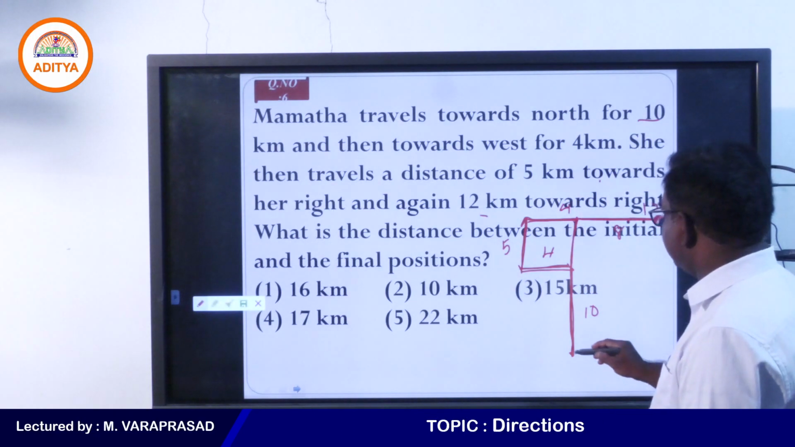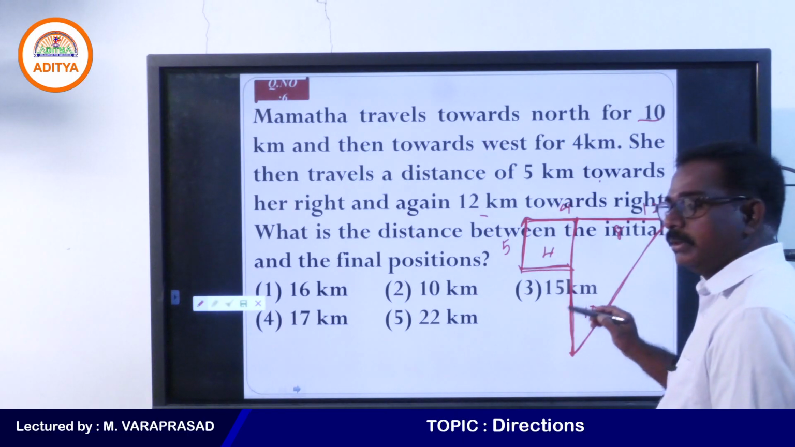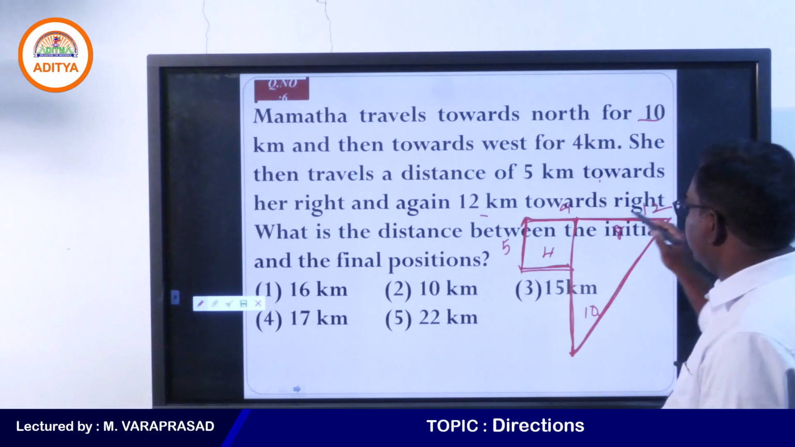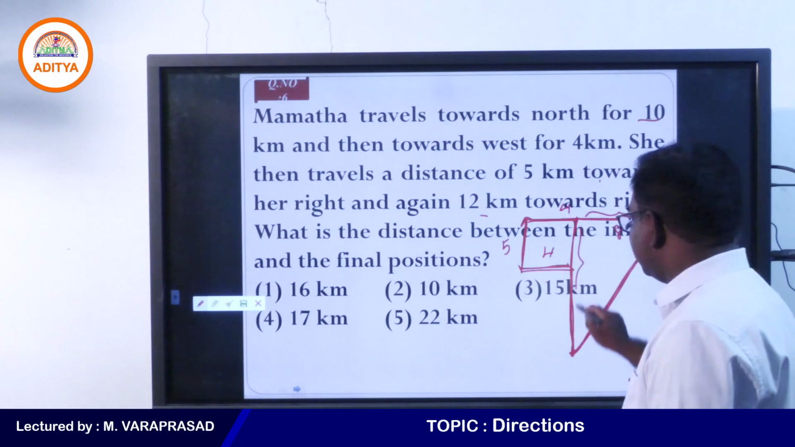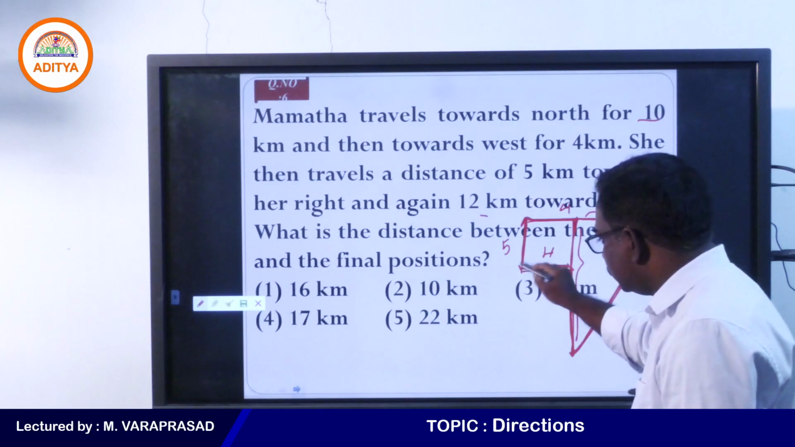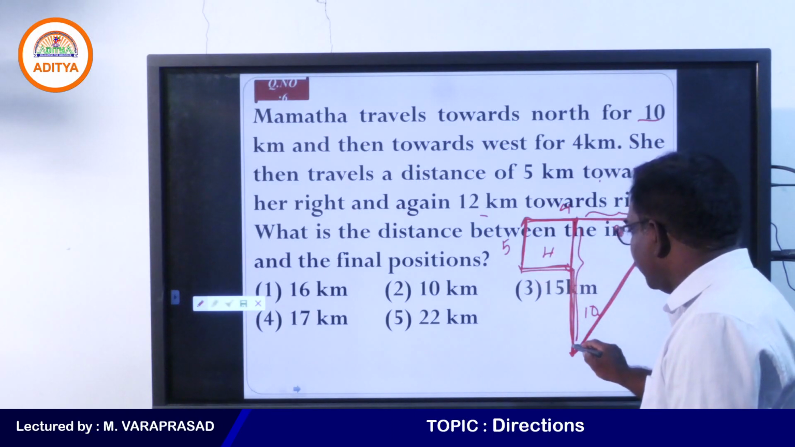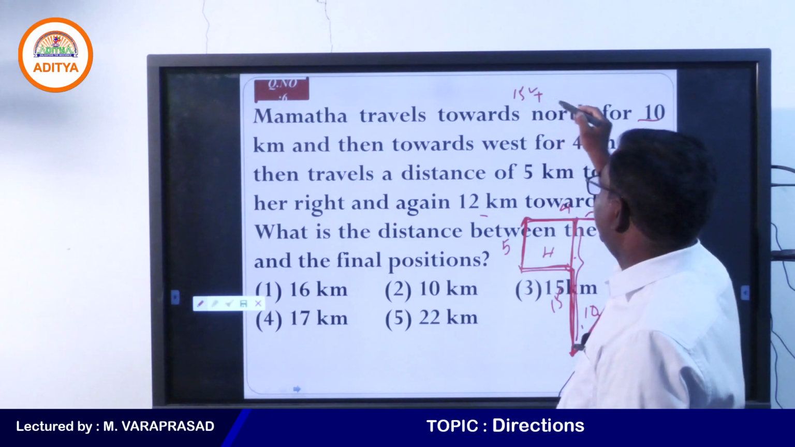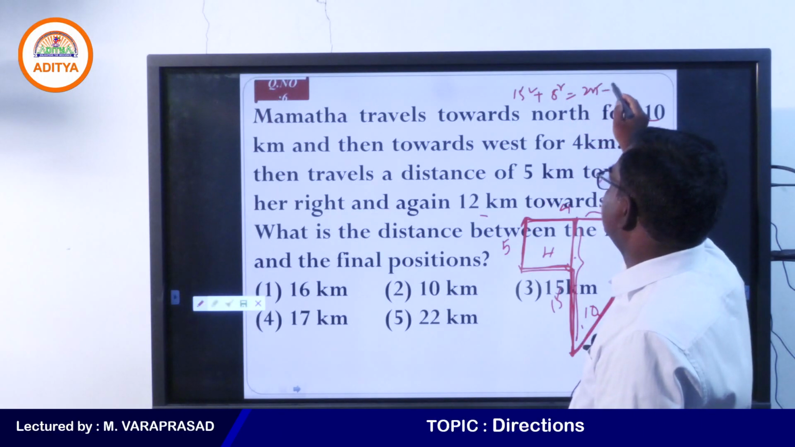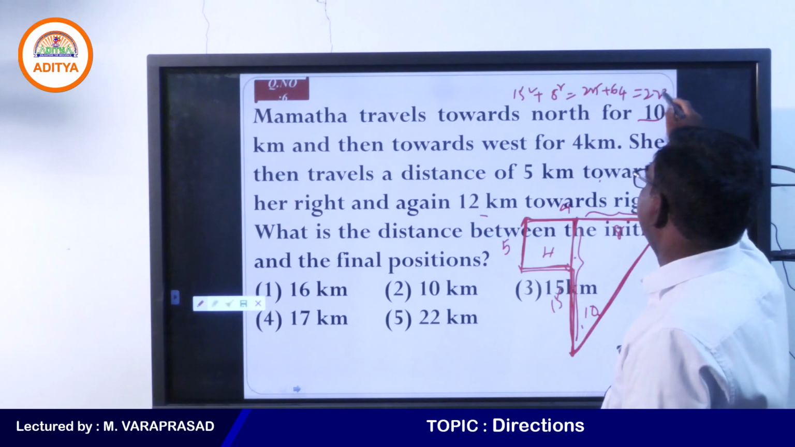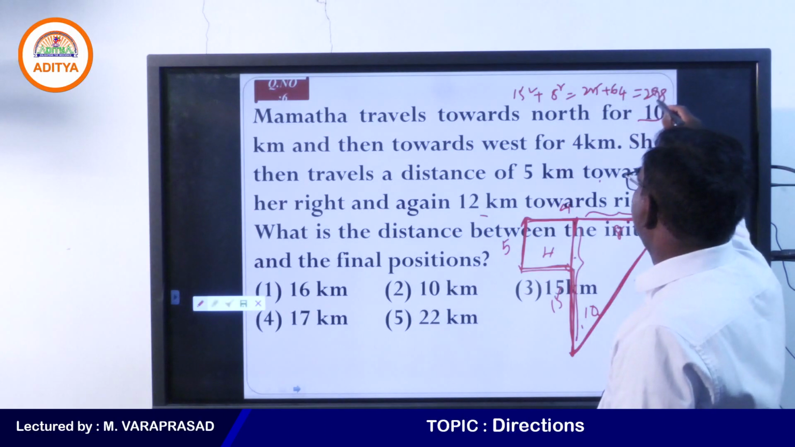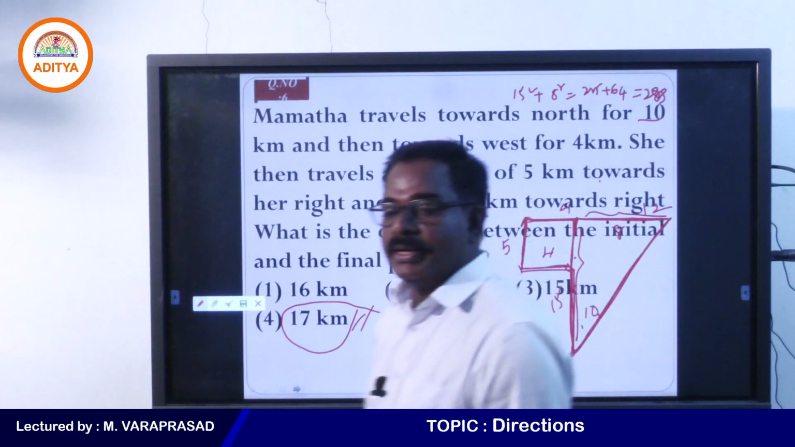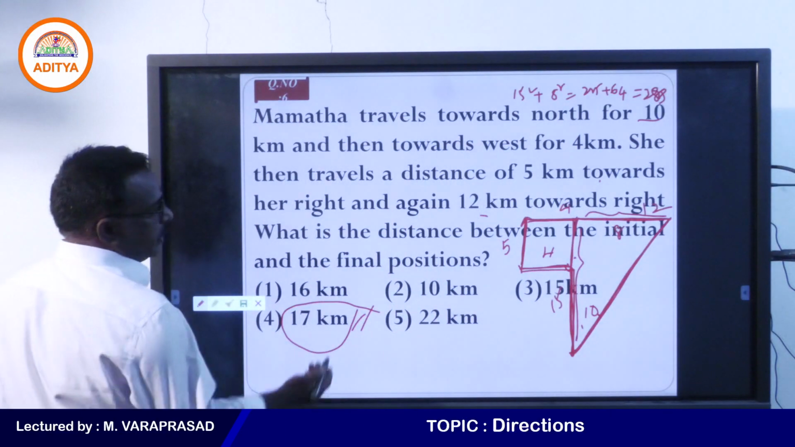Now if you want to get the distance from this place to this place, you should know the distance here, 8 kilometers, and what about this distance? This is 5 because this is 5, and this is 10. 10 plus 5, totally 15. So 15 square plus 8 square, 225 plus 64, that is 289. 289 means 17 kilometers. Option number 4. Yes, my students, 289 means 17.